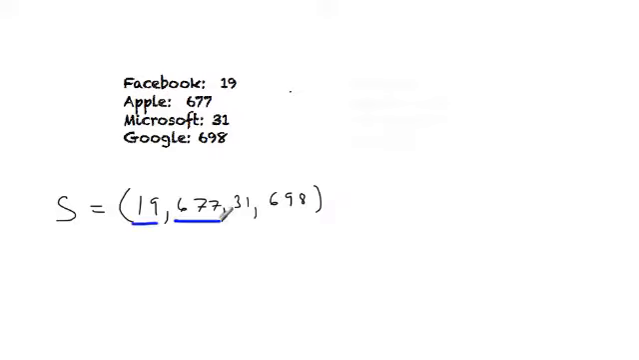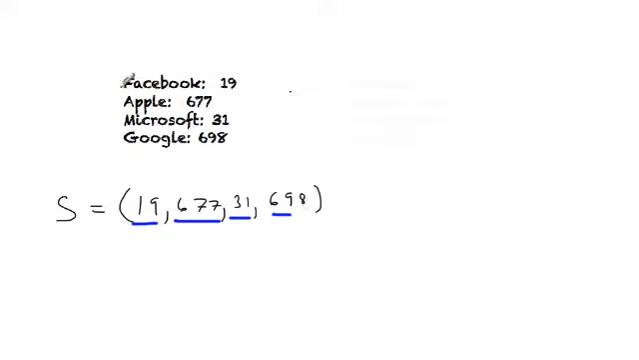So let's say we wanted to talk about these four companies here. We have Facebook trading at 19, Apple trading at 677, Microsoft trading at 31, and Google trading at 698. Now these are all somewhat realistic numbers, but they're not exact. So don't quote me on this. We might represent that with a list of numbers, which we could call, let's say S, for stock, or maybe P for prices, but we could just call it S. And we could say it's 19, 677, 31, and 698. Now the first thing you're going to notice here is that the order matters very much.